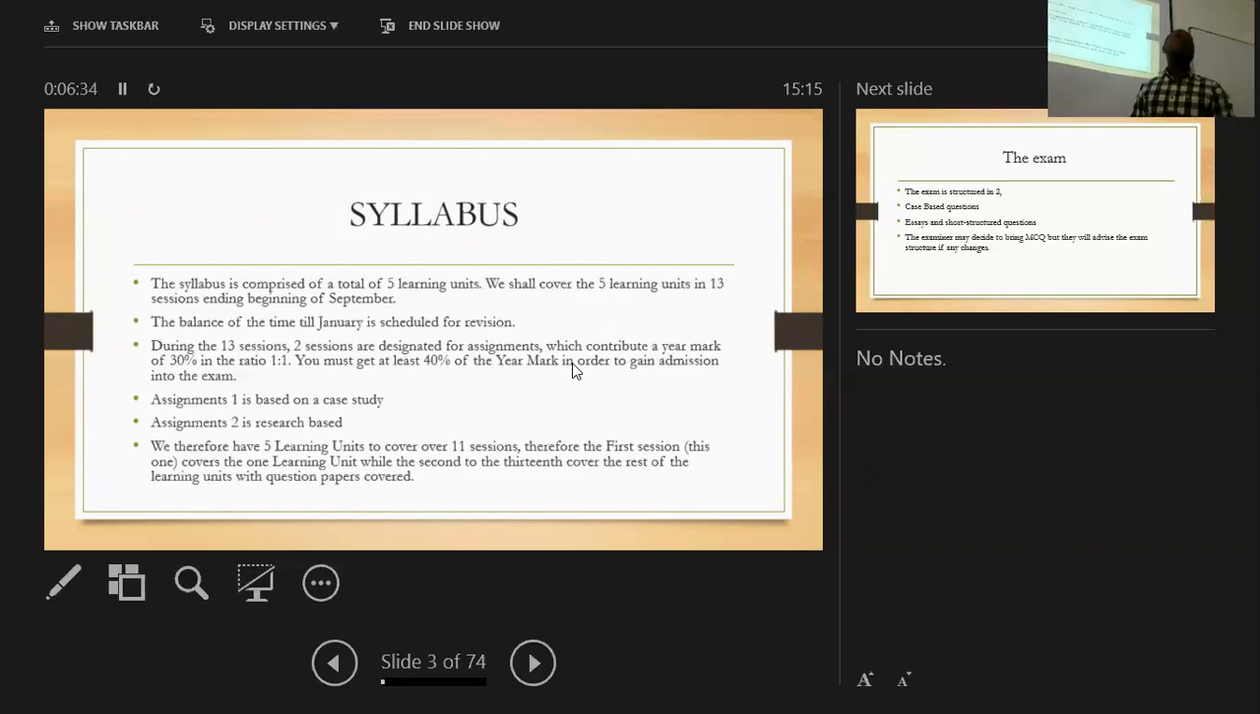We might probably summarize most of these sessions. So I've got 11 sessions remaining. Today we're covering 1. So we'll have 4 learning units remaining and 10 sessions remaining to cover the content. And therefore it means we're going to look at a number of case studies and a number of researches, in order for you guys to say we are fine.